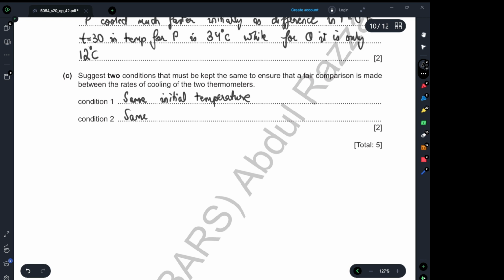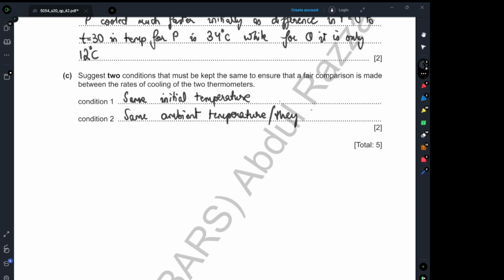Now the correct technical word for this is going to be the same ambient temperature. Say that would be the more technical way of saying this. वरना आप सिंपल लिख सकते हैं they should be in the same room. They, as in both P and Q, should be in the same room.